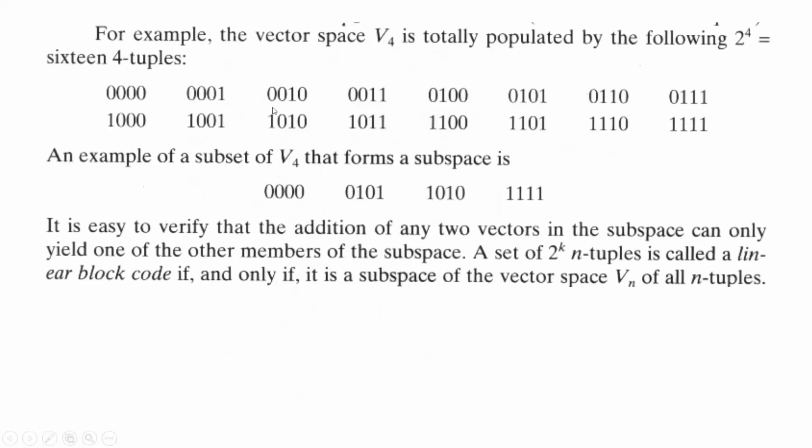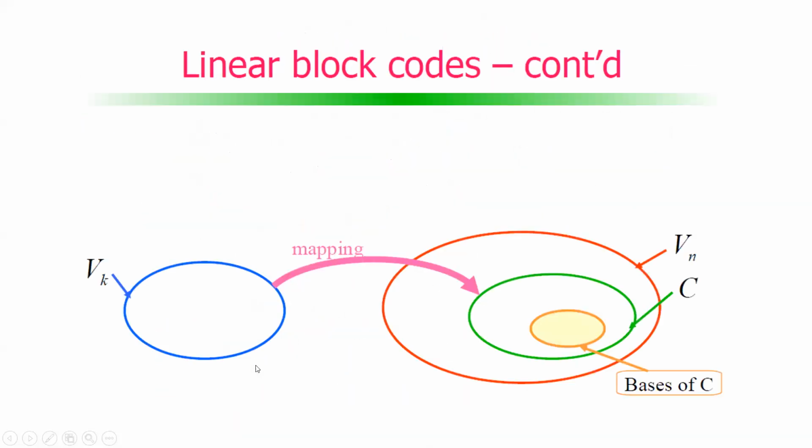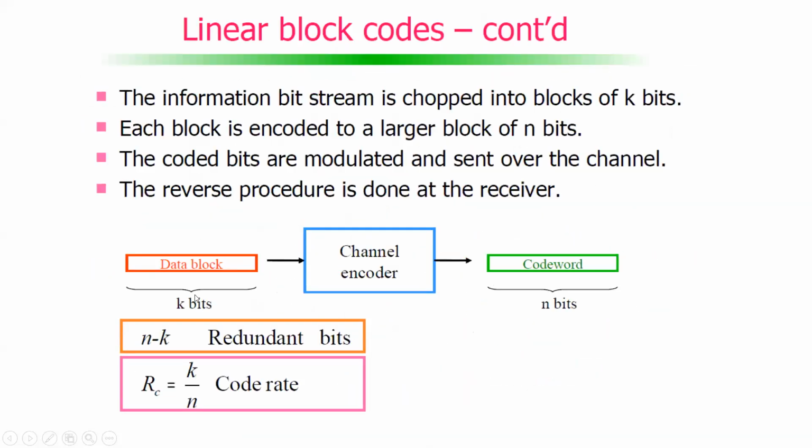For example, for V4, how many dots will be there? There will be 16 dots. So every code word will be 4 tuples. Now what is k? K, as explained through this diagram, is the number of message bits.